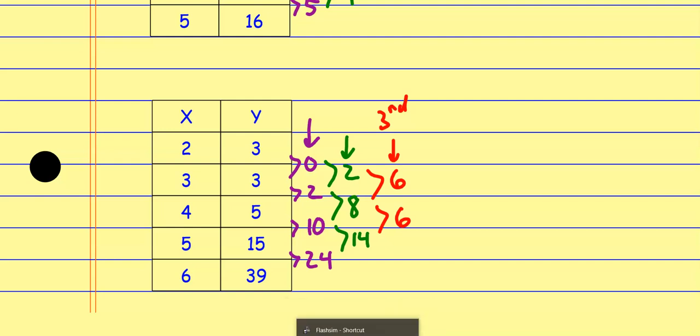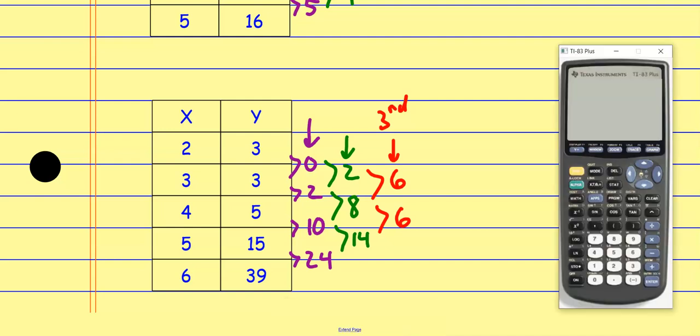So I go to my calculator, my good buddy calculator, TI first. I go to stat, edit. Oh, that jerk Mr. Jansen changed the x values this time. Let's see, 2, 3, 4, 5, 6. Why couldn't I just leave him as well? Oh man, that Mr. Jansen, he's a real jerk. This one, 3, 3, 5, 15, 39. And now I go to stat, over to calculate.